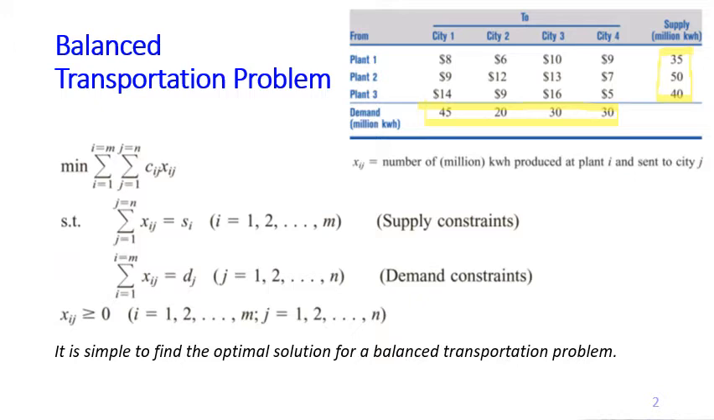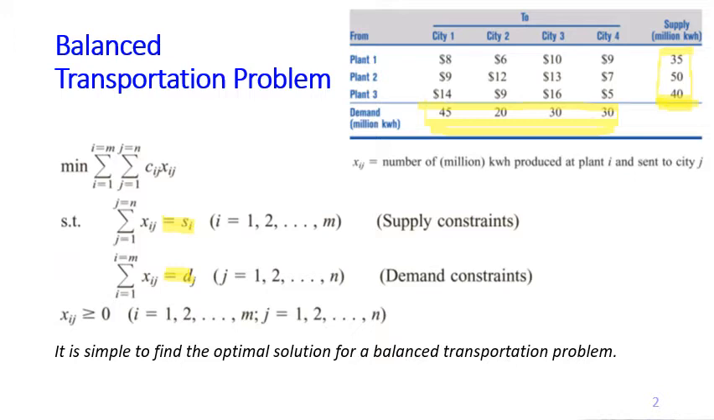We have the total supply of 125 million kilowatt hours, and the total demand for all cities is also 125 million kilowatt hours. If that is the case, the total supply for all supply points is the same as the total demand for all demand points. It means that we will have equality in the supply constraints and equality in the demand constraints, which means that each supply point will supply exactly as much as its capacity, and each demand point will receive exactly as much as its demand.